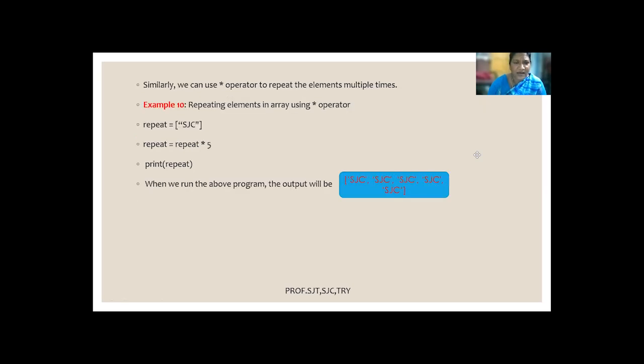Similarly, we can use the star operator to repeat the elements multiple times. This is another example, repeating elements in an array using the star operator. What is the variable here I have used? repeat, SJC. How many times am I going to repeat? 5 times. If I want to print repeat, how many times will it display? 5 times it will display: SJC, SJC, SJC, SJC, SJC. I hope you understand the concept of how to work with arrays in Python.